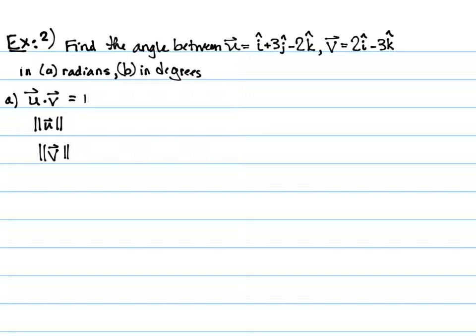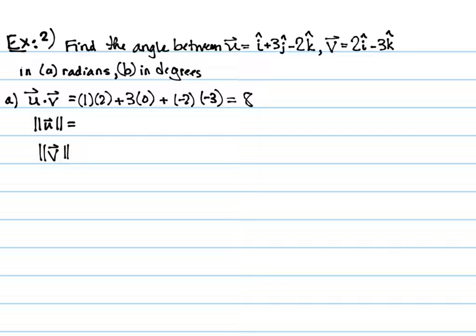So if I were to do this with u dot v, I'd have 1 times 2 plus 3 times, it's actually 0 because there is no j component in v, and then negative 2 times negative 3. And what will that give us? It'll be 8. Good.